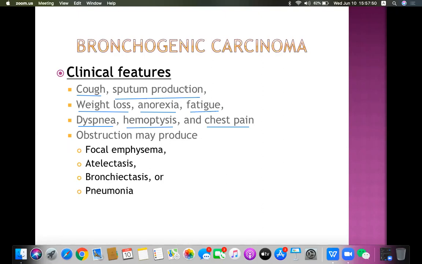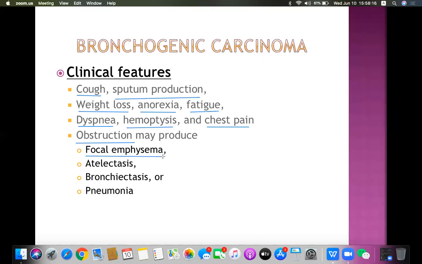Now, some of the other clinical features may happen in bronchogenic carcinoma, and these are because of obstruction. Now, remember, malignancy is a mass, okay? It's a tumor. So this tumor may give obstruction or may compress some of the structure in the nearby area. So it may result in focal emphysema.